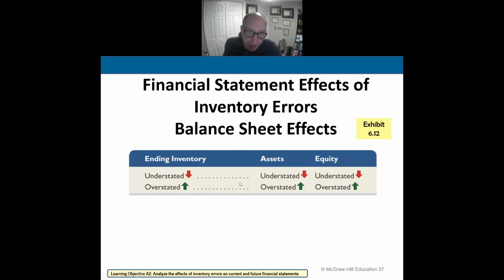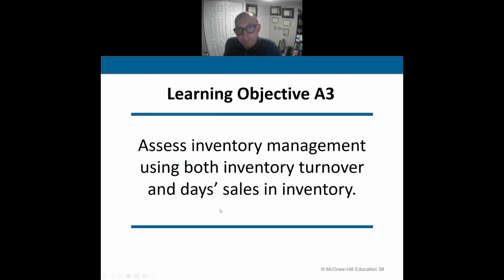And these are just the impacts of what could happen on your balance sheet and income statement based off of under or over reporting ending inventory. That's why we use inventory management systems.